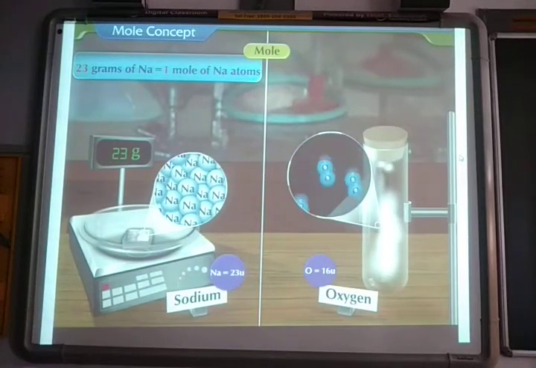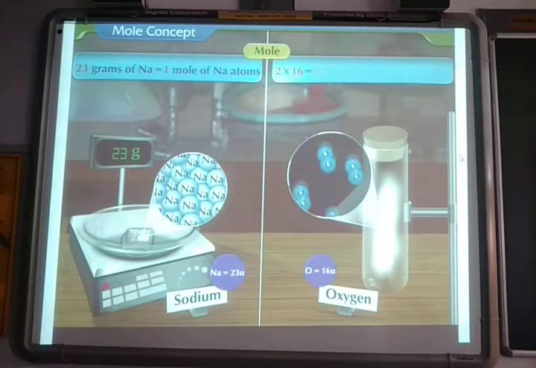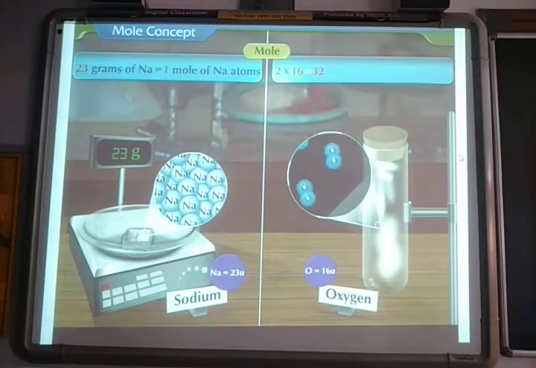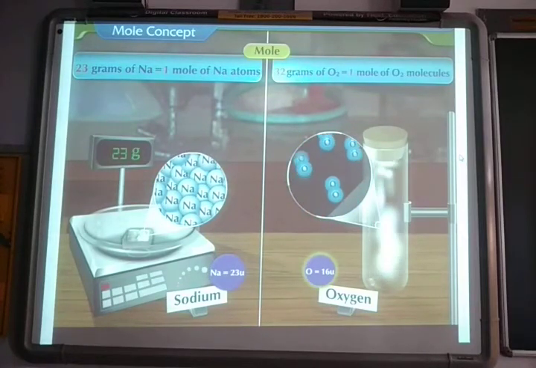Similarly, the molecular mass of oxygen is 2 multiplied by the atomic mass of oxygen. This is equal to 2 multiplied by 16 equals 32. So, 32 grams of oxygen is equal to 1 mole of oxygen molecules.